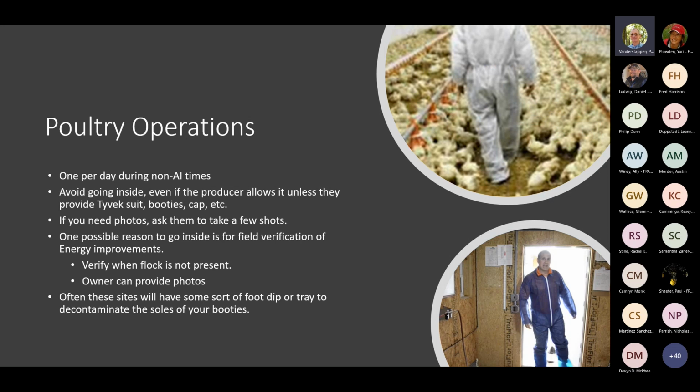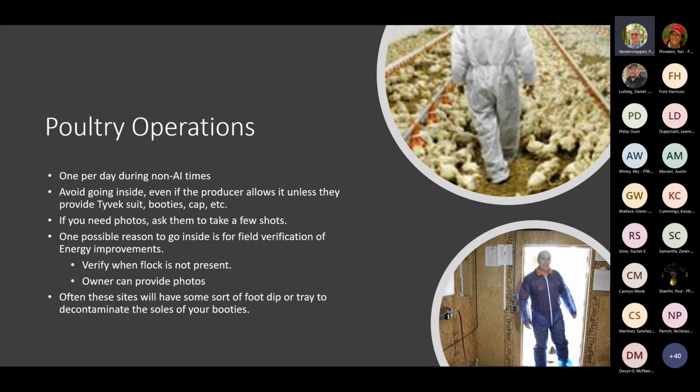Poultry operations. Right now we have normal operations, one visit per day during non-AI times. Avoid going inside, even if the producer allows it, unless they provide a Tyvek suit, booties, etc. And I think this is a challenge.